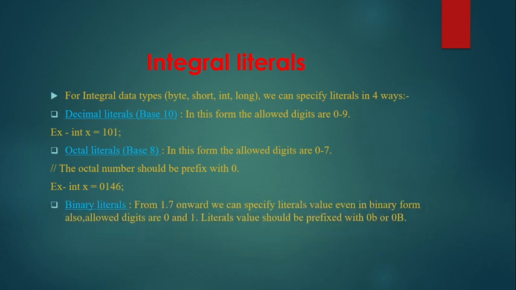Next is binary literal. From 1.7 onwards, we can specify literal values even in binary form. Allowed digits are 0 and 1. The literal value should be prefixed with 0b or 0B. For example, int x = 0b1111, where 0b specifies the binary literal and 1111 is the digit.